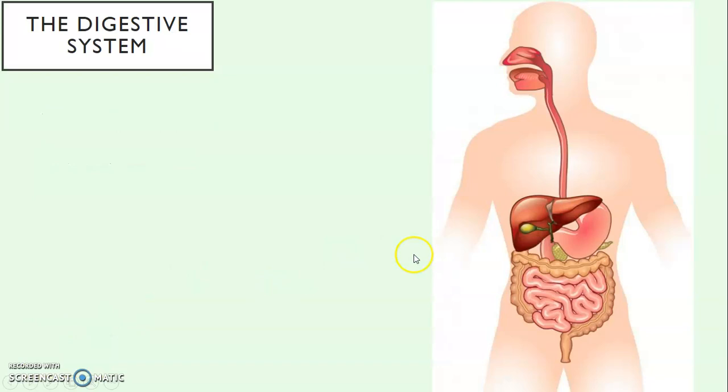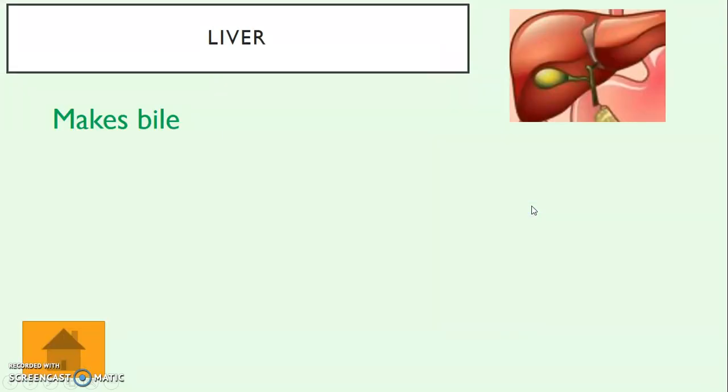Other ones that we need to be aware of, we've got the liver. So this is a really large organ here. Now in terms of digestion, what we need to know about the liver is that it makes bile. Bile is a substance which is alkali, and it will neutralise the stomach acid, and it also emulsifies fats. And what that means is it breaks them down into smaller pieces. So it again increases that surface area and makes the digestion that little bit easier.